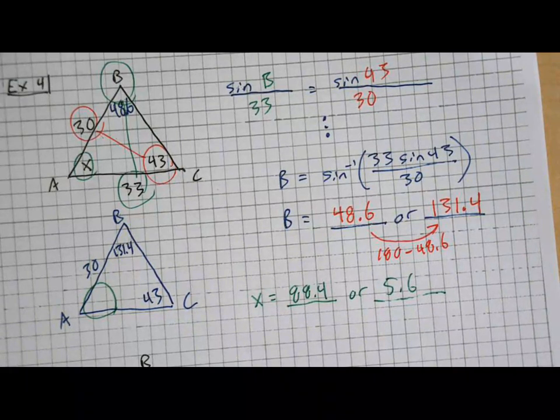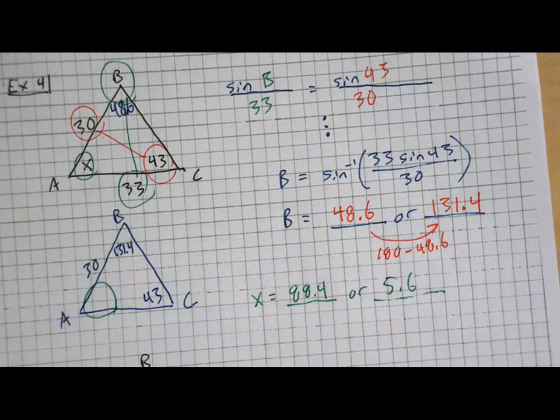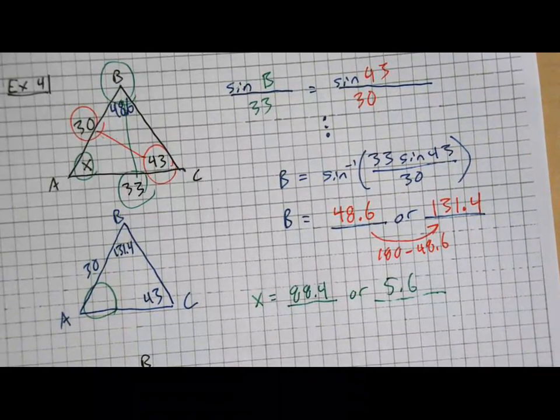All right. So this is called the ambiguous case for law of sines. And again, the only time it pops up is when we're solving for an angle and we're using law of sines.